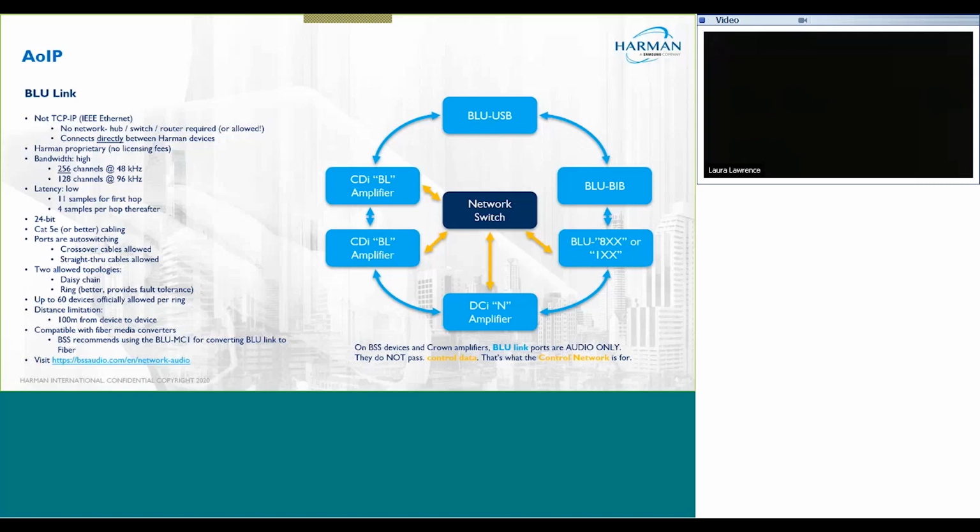So on every BLU Link device, every HARMAN device, there's a BLU Link in and a BLU Link out. And you just take the out of the first device and wire that to the in of the second. And then it's the same thing for your entire daisy chain. Out to in, out to in, out to in, all the way around, whether that's a ring or daisy chain. And then if you're doing a ring, you take the last out. In this case, it's the CDI BL amplifier. So the BLU Link out from that amplifier goes into the BLU Link in of the BLU USB.